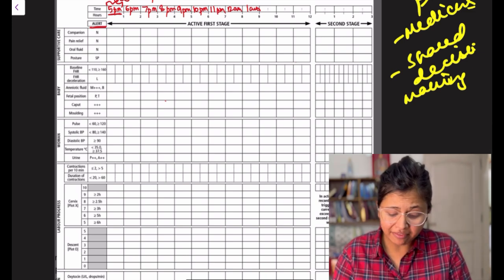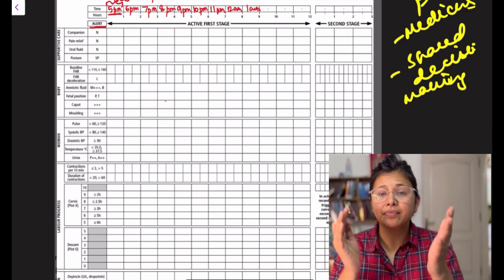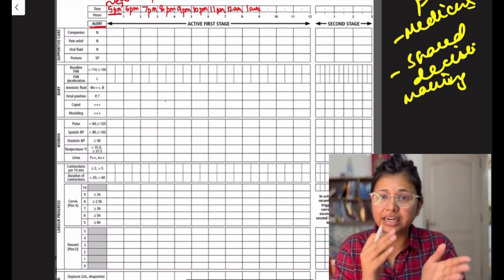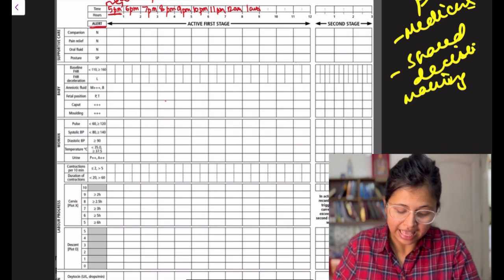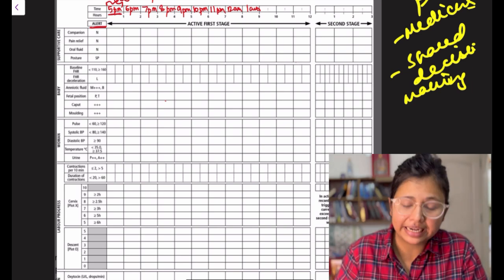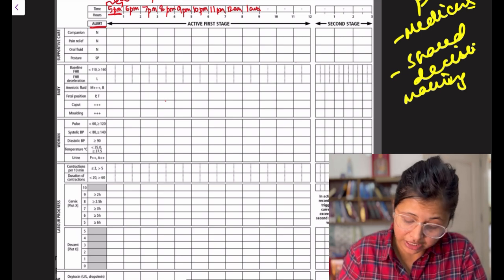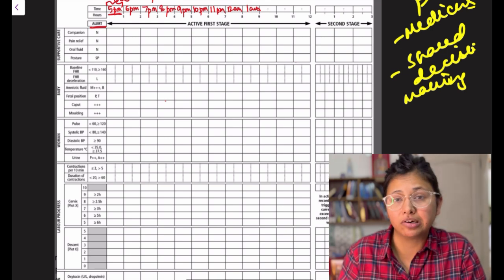So in everything that we are marking, there are certain alert characteristics. If that is happening, we quickly circle it so that we can do something about it, right? So absence of a companion is an alert feature. No pain relief is an alert feature. Oral fluid, if she's not taking, is an alert feature. And SP, supine, is an alert feature, right?